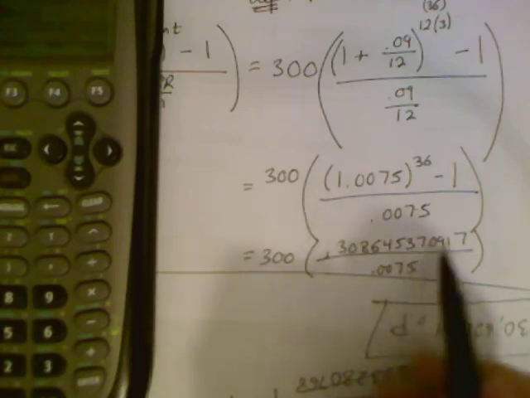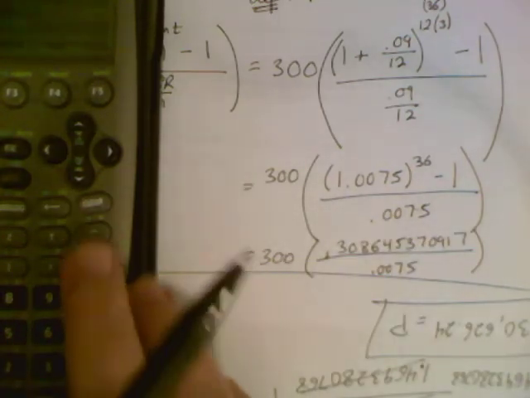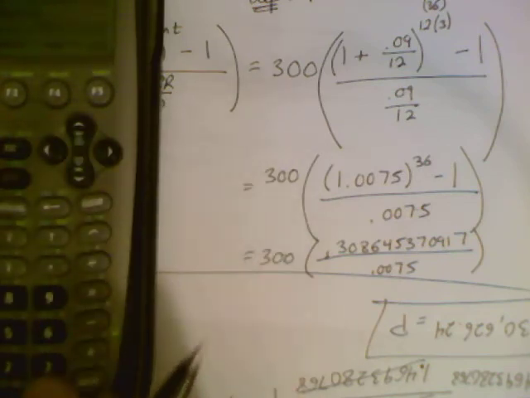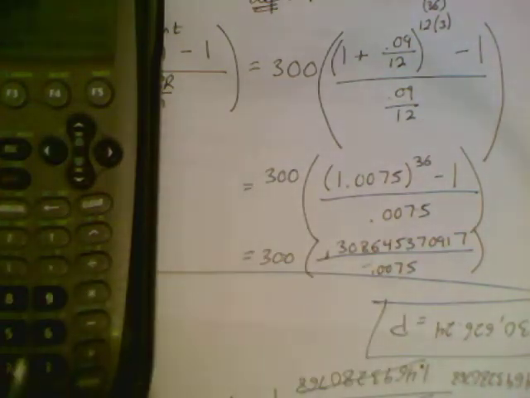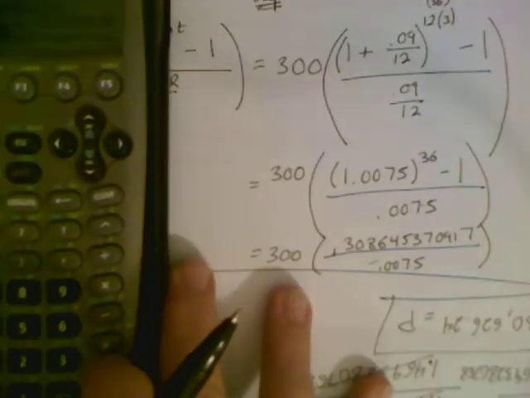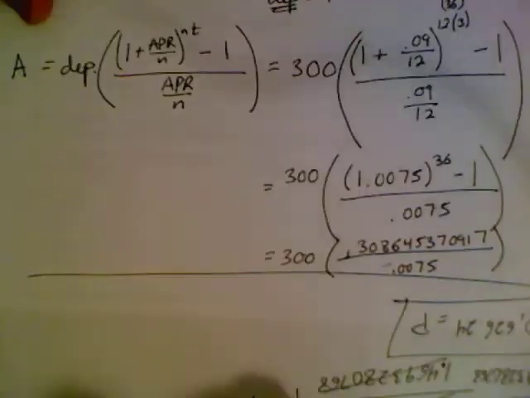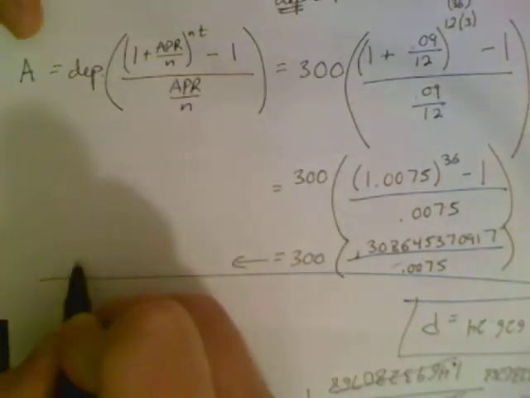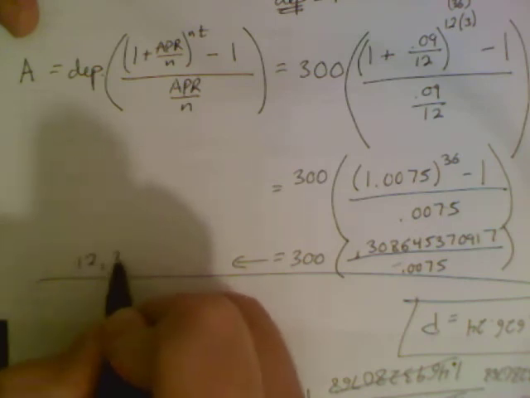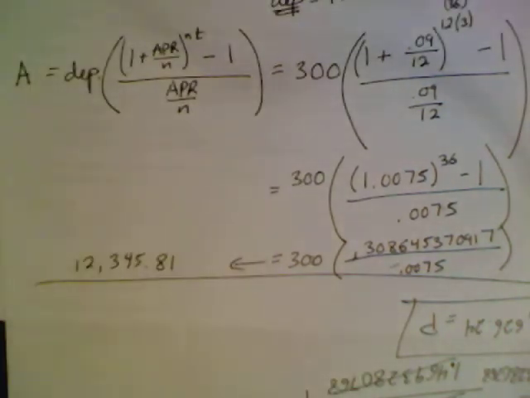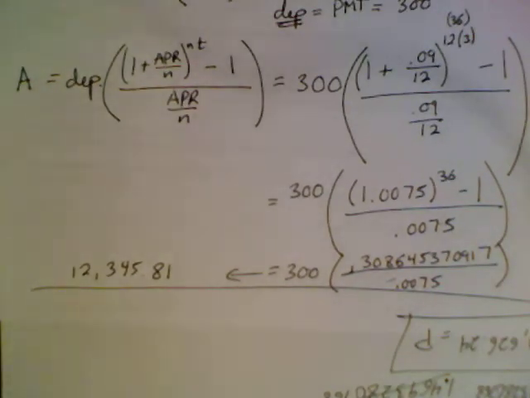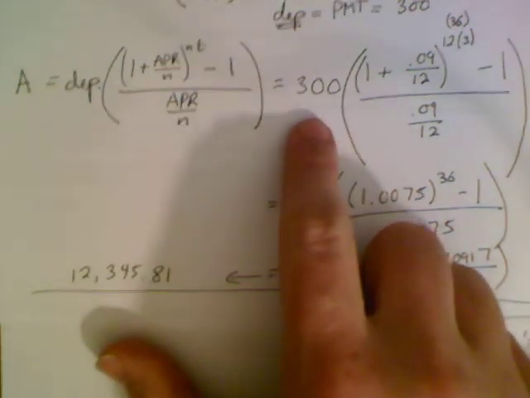Okay? So, now that I have this decimal value, I can divide it by 0.0075, which I'm going to do in my calculator again. I'm going to take that value, divide it by 0.0075, and then finally multiply it by 300. In doing so, I end up with a value, and I'm going to move my paper here so I can see it. This value ends up being an amount of $12,345.81.